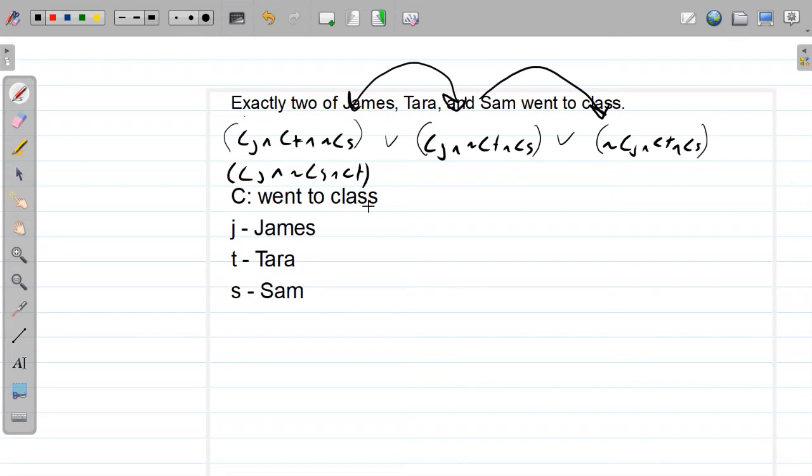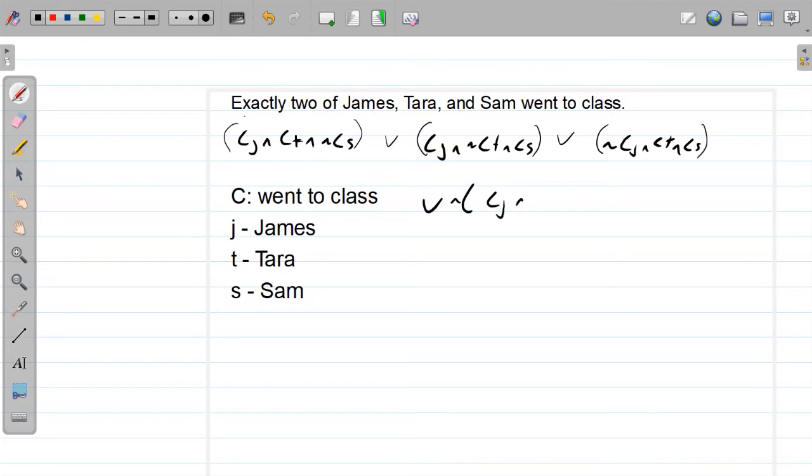Yeah? Why do you not need to specify that it's not the case that all three of them went to class? So why don't we have to say not all three of them went to class? Because, well, no, wait, exactly two. So you want to say it's not the case that CJ and CT and CS? Is that what you want? Except I was thinking the whole first thing that you wrote would be in brackets and then it would be an and.